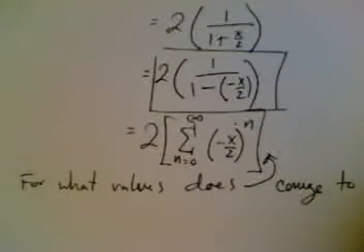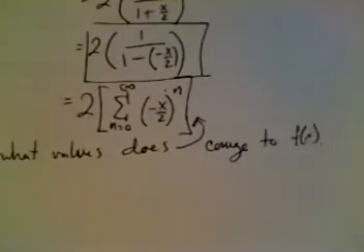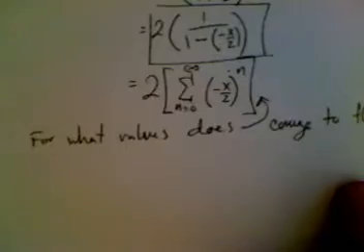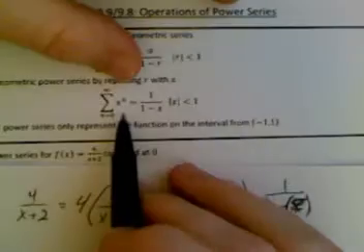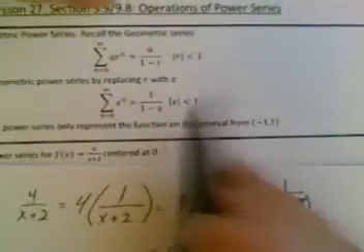To that function f of x. Okay. So for what values does it converge to that f of x? Well, the original one converged when my x value is, absolute value, less than 1.